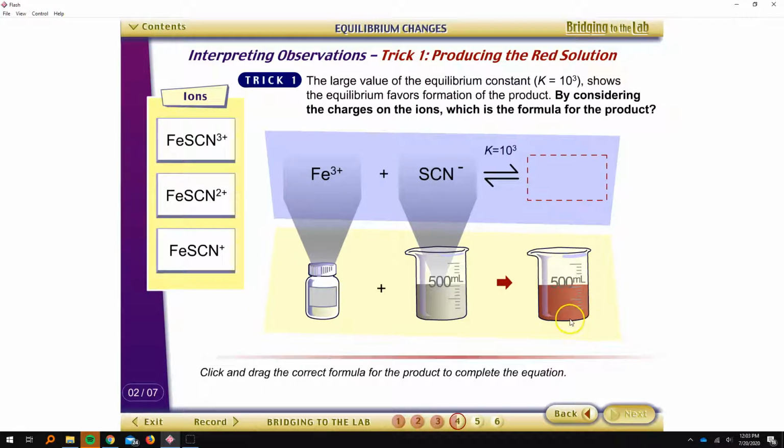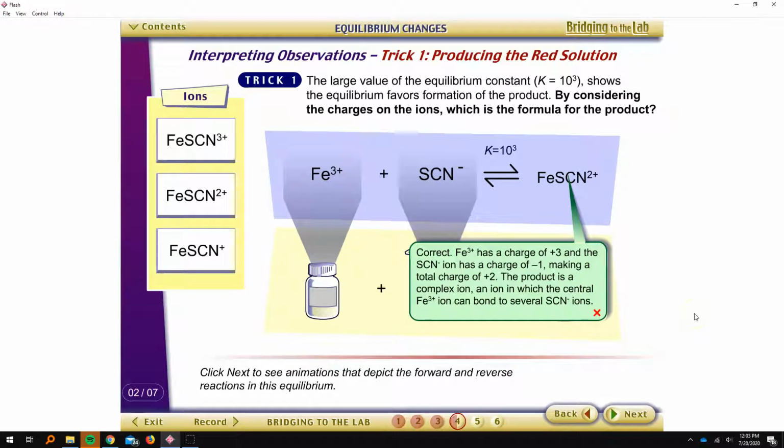And then we need to know what this red guy is. So what would 3 plus and a -1 make together? So plus 3 minus 1. It's going to be this guy, right? It couldn't be this guy because plus 3 minus 1 doesn't make a plus 3. And plus 3 and minus 1 doesn't make a plus 1. So let's try this guy. Good. So we figured that out from the charges, okay? So you're going to write this down on your conclusion page.